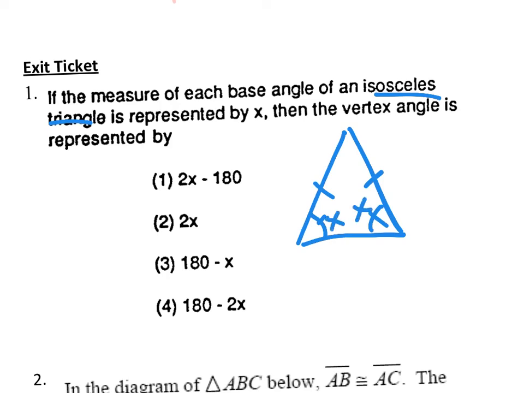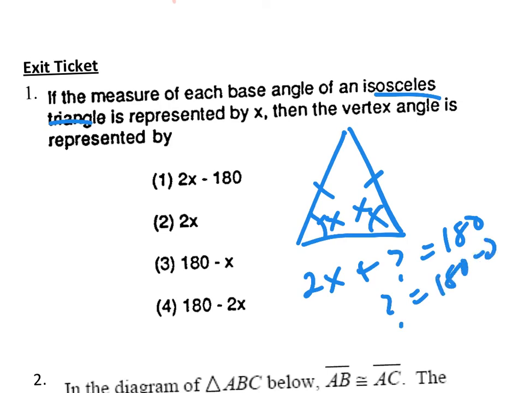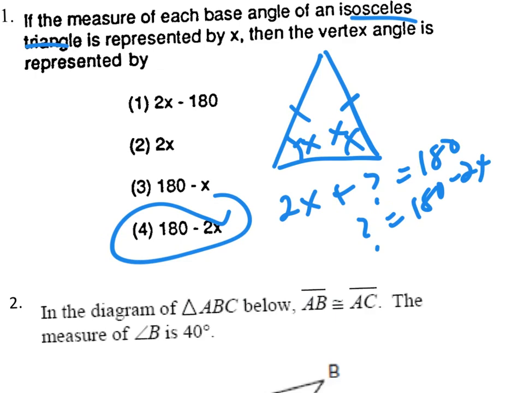If we're trying to figure out the vertex angle, right, we know that this is going to be 2x, right, plus something equals 180 based on our triangle sum theorem. And so we know that we can solve for this question mark, this vertex angle, as 180 minus 2x, right? So going to be option number 4. And we talked about that in our previous examples, right?